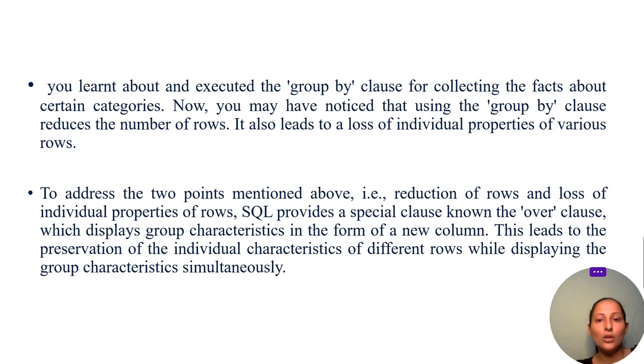So to address the two points above, reduction of rows and loss of individual properties, SQL provides a special clause known as the OVER clause, which displays group characteristics in the form of a new column. This leads to the preservation of the individual characteristics of different rows while displaying the group characteristics simultaneously. Yes, this OVER clause will preserve all the properties. It will not reduce any properties of any row.